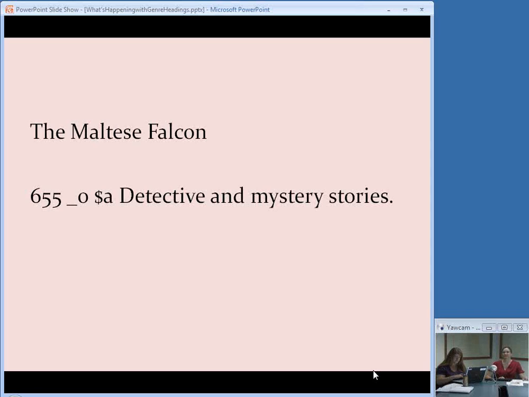Now, one thing to notice is that the second indicator is still a 0 in this case. Because we're using a Library of Congress subject heading as a genre term, you still want to indicate that it came from the Library of Congress subject headings, which is what the second indicator of 0 is used to indicate. So if you're using a topical term as a genre heading, still put it in a 655 field and use the second indicator of 0.